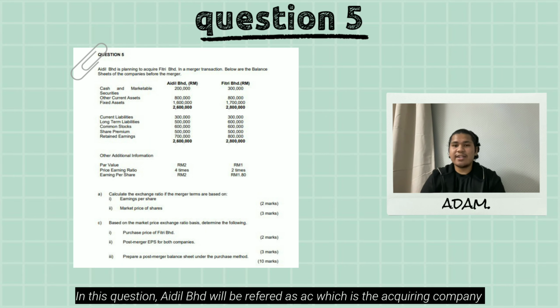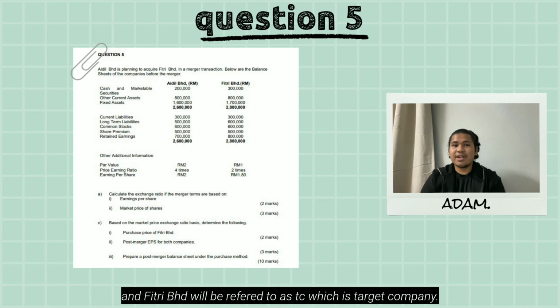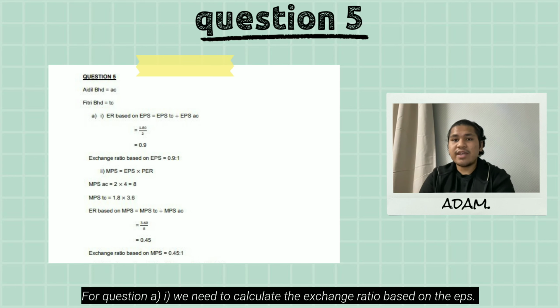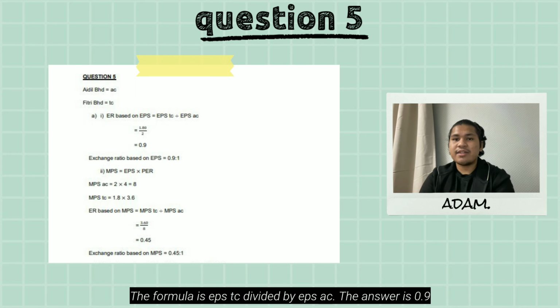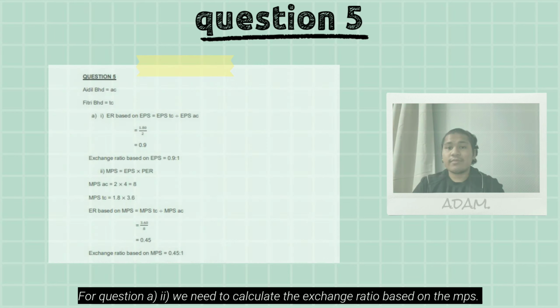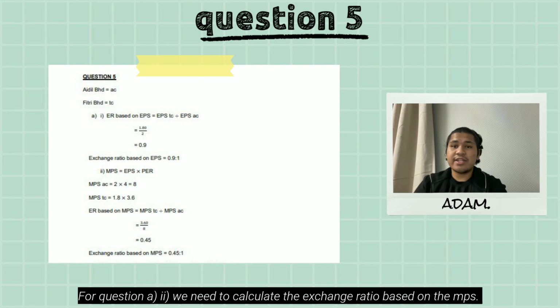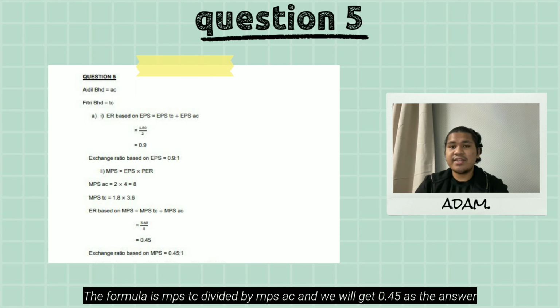In this question, Ideal Berhad will be referred to as AC, the acquiring company, and Fitri Berhad will be referred to as TC, the target company. For question A1, we need to calculate the exchange ratio based on EPS. The formula is EPS TC divided by EPS AC. The answer is 0.9. For question A2, we calculate the exchange ratio based on MPS. The formula is MPS TC divided by MPS AC, and we get 0.45 as the answer.